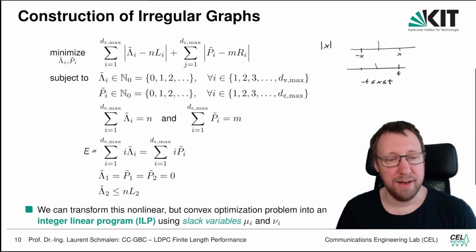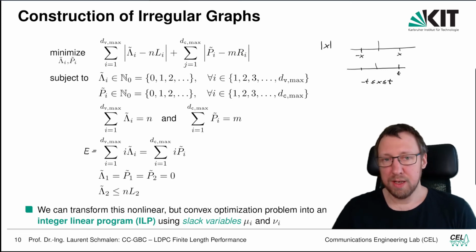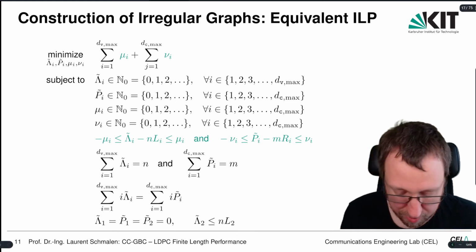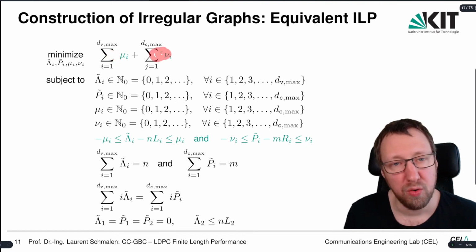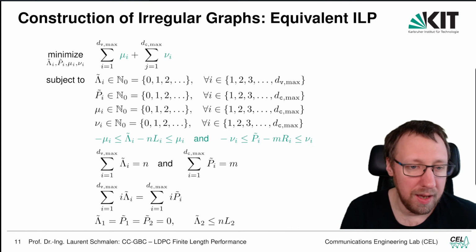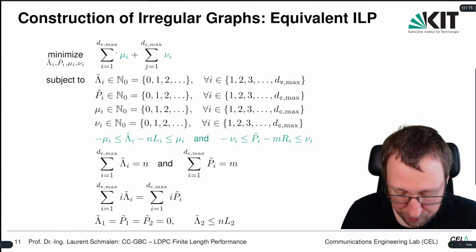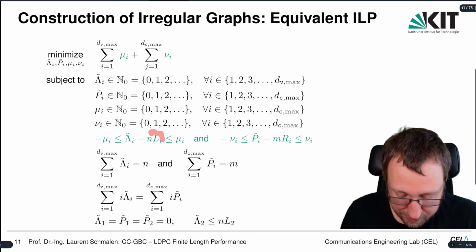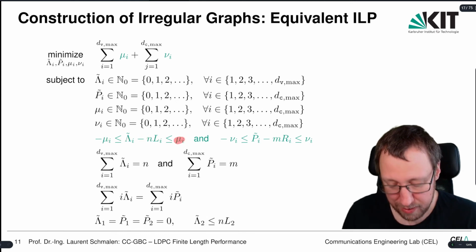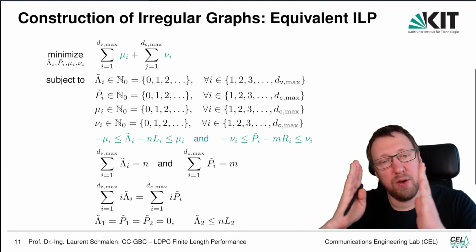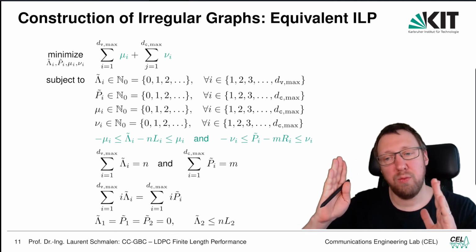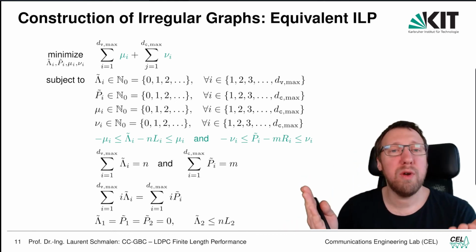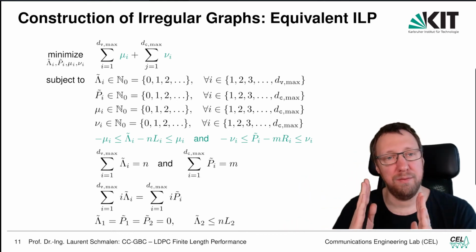And then we can formulate an integer linear program. So that's shown here. We minimize the sum over mu i plus the sum over nu i. This is clearly linear. Then we want the absolute value of lambda i tilde minus n times L i. So this is contained between minus mu i and plus mu i. So we sandwich this with minus mu i and plus mu i, and we fix just the upper bound of this interval. And by doing so, we equivalently minimize the absolute value.